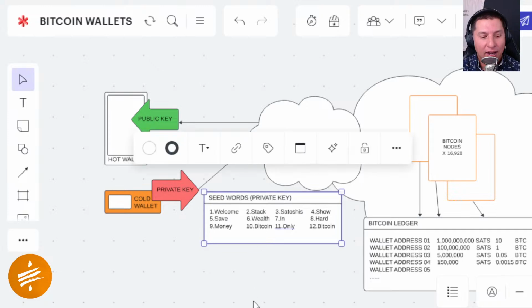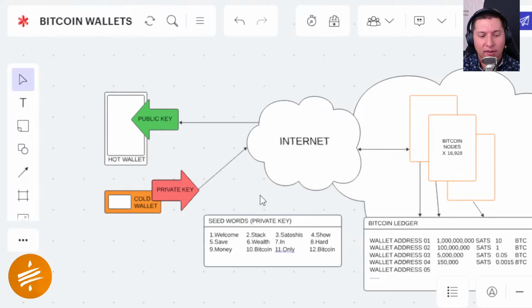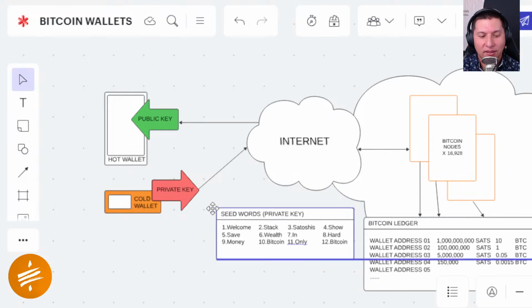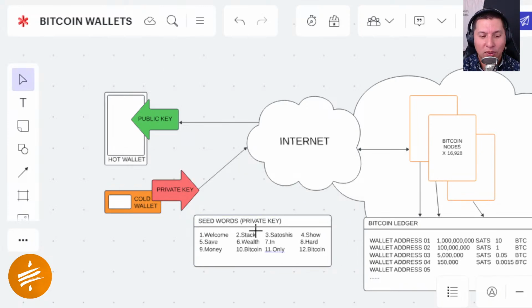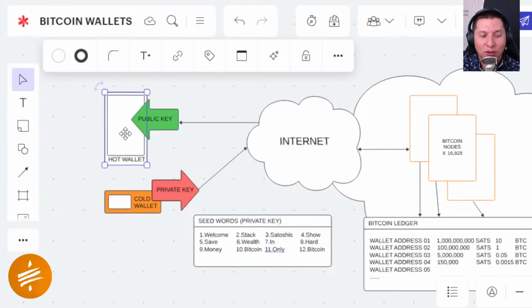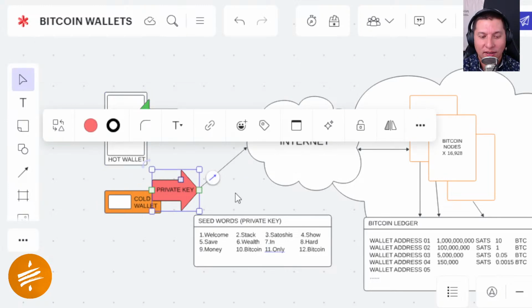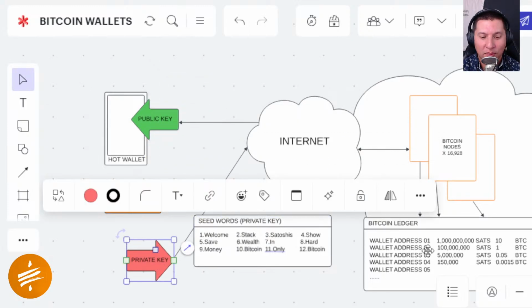Okay, and so once you have that set up, the most important thing you have is this seed phrase, or your seed words. Your seed words are a way for you to restore this wallet or that wallet. Actually, you're not even restoring the wallet. What you're restoring is the private key into whatever device you want to manage your Bitcoin wallet with.